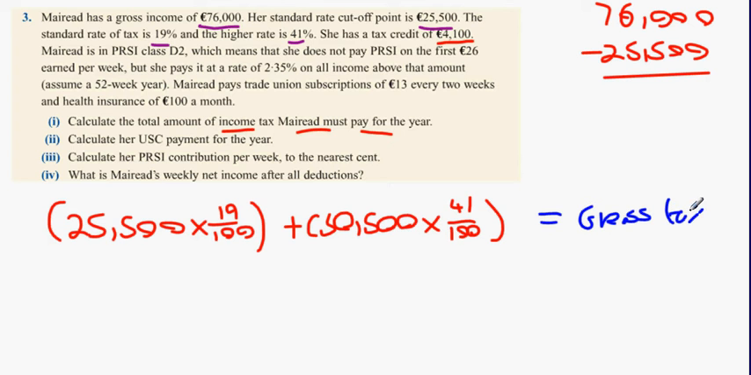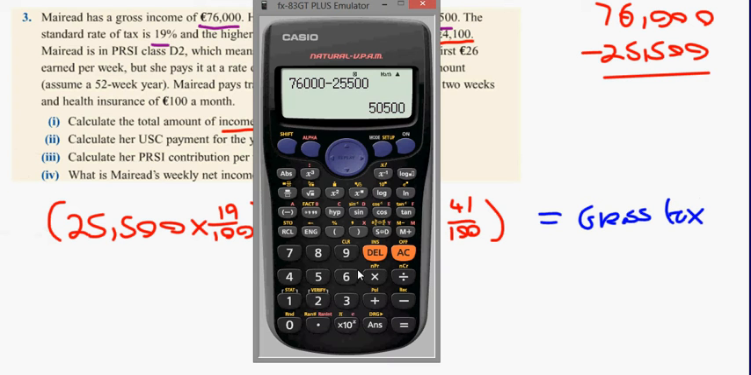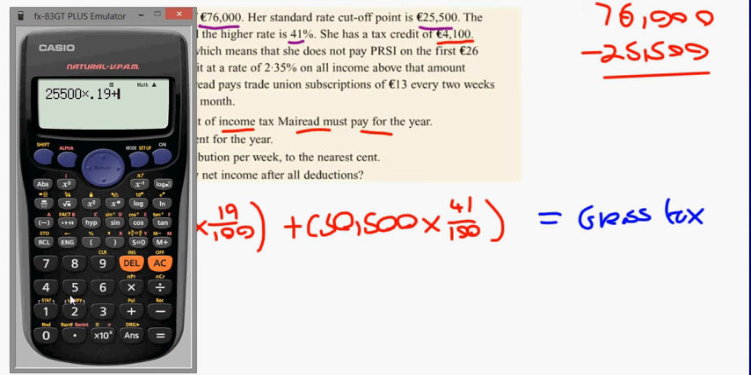So we're going to add them both together. So 25,500 multiplied by 19%, which is 0.19. Then we're going to add on 50,500 multiplied by 0.41 because it's 41%. Then we add them together, and we get 25,550.